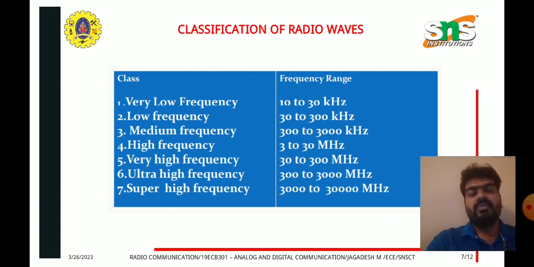And as I told you already, the radio waves have several classifications, like very low frequency, then low frequency, medium frequency, high frequency, very high frequency, ultra high frequency, super high frequency. And this starts from 10 kilohertz and goes up to 30 megahertz, 30,000 megahertz.